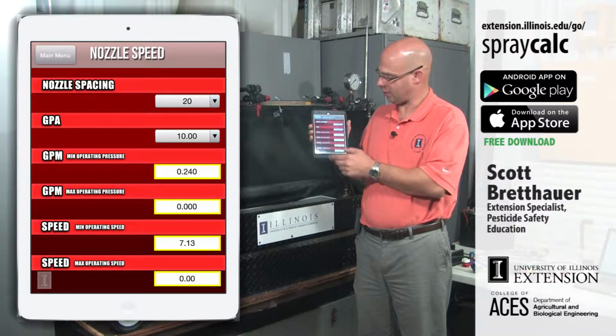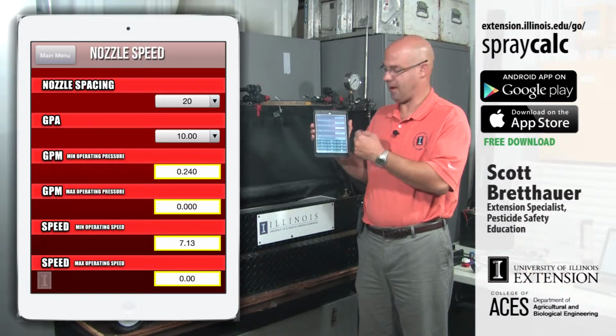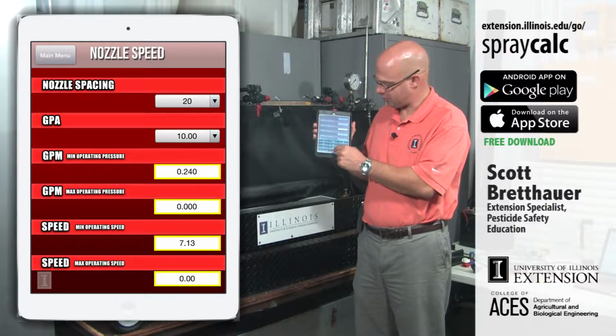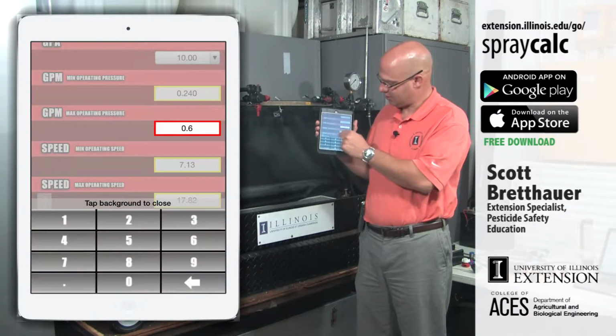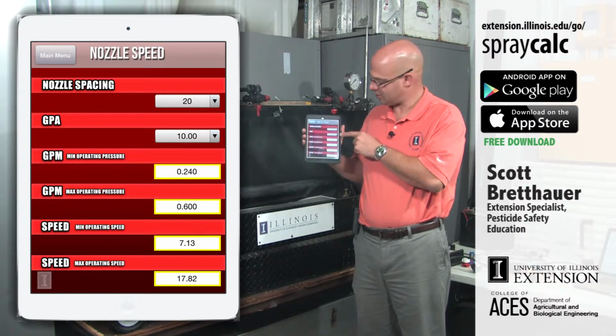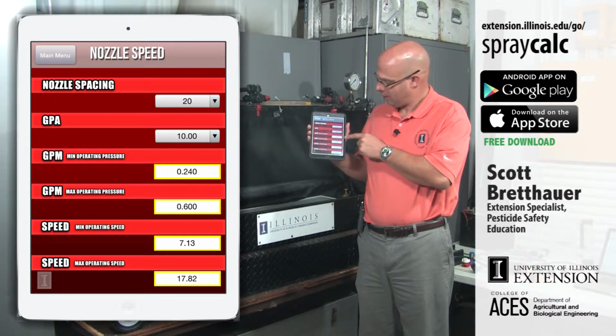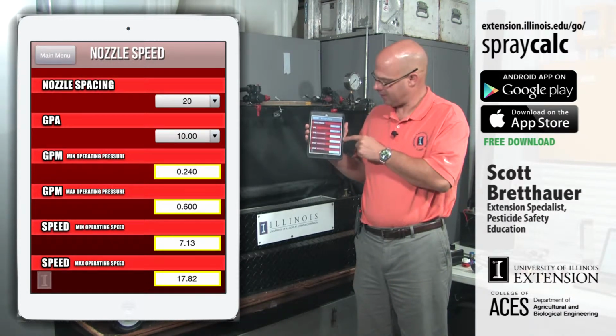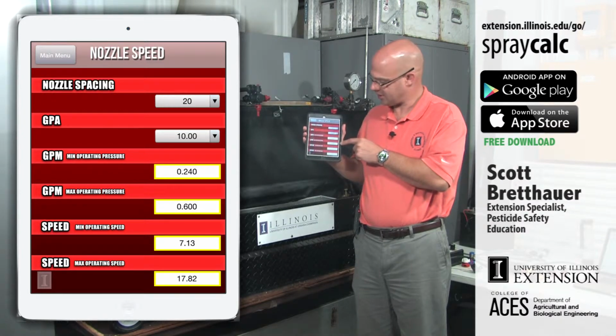Next one is GPM, the maximum operating pressure, the flow rate in gallons per minute at the maximum operating pressure. And for our nozzle, the maximum operating pressure was 90 psi, and the flow rate at that pressure was 0.6 gallons per minute. So I've entered in the 20-inch nozzle spacing, that target application rate of 10 gallons per acre. The flow rate in gallons per minute at its minimum pressure is 0.24 gallon per minute. The gallon per minute flow rate at its maximum operating pressure is 0.6 gallons per minute.